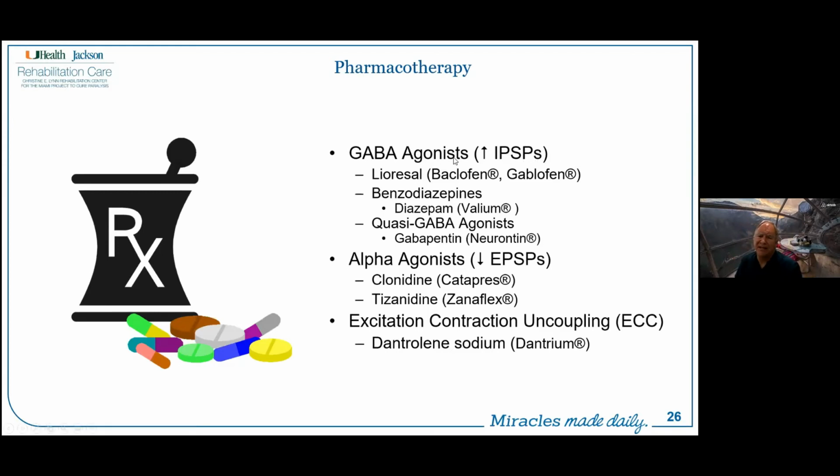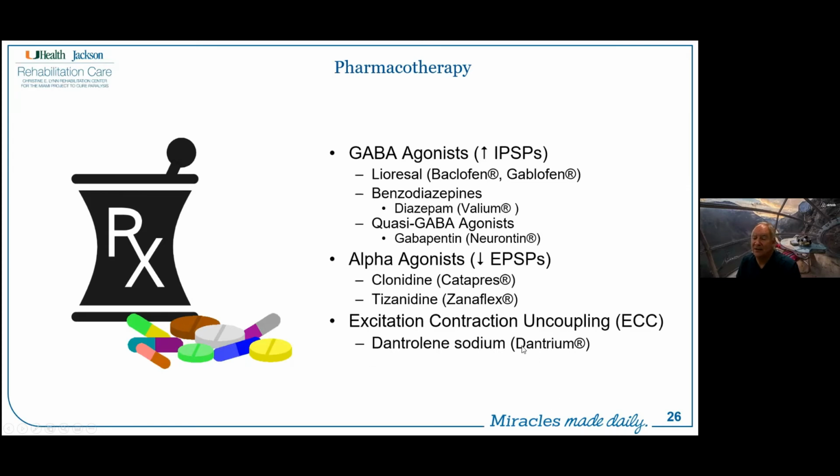And the GABA agonists that we'll speak about are lioresal, baclofen, and then the benzodiazepines. And then we're going to talk a little bit about gabapentin, which is supposed to be a GABA agonist, but it isn't really. We'll get there in a moment. In addition to increasing the IPSPs, we can look at ways to pharmacologically reduce the EPSPs. And so we can use our alpha agonists, and I'll talk you through clonidine and tizanidine.